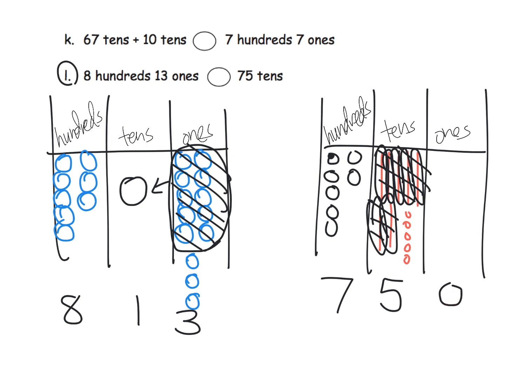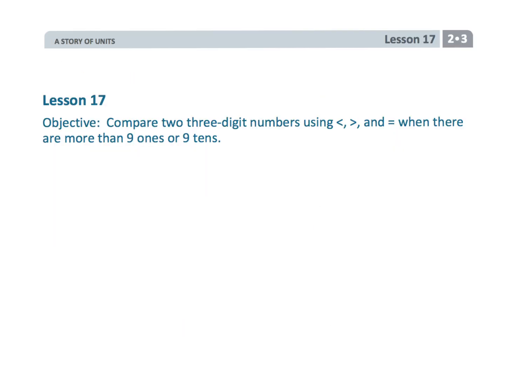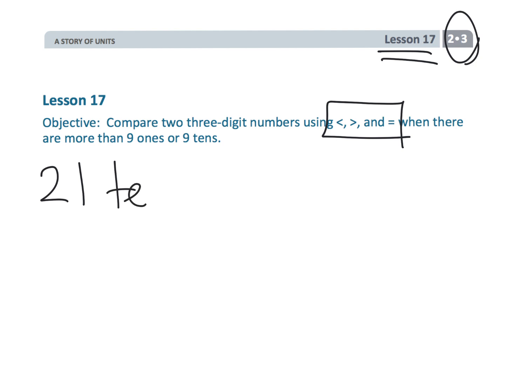And so, what is our comparison? Well, we can see that 800s is bigger than 700s, so automatically that tells us we need to use the greater than symbol. And that wraps up second grade module 3, lesson 17, using the less than, greater than, and equal to symbols to compare some pretty unusual numbers, things like 21 tens versus the traditional number like 203.